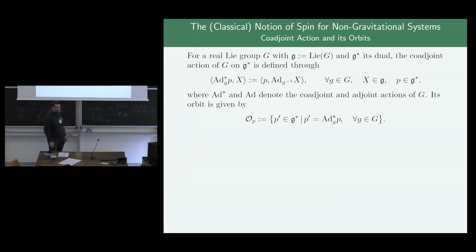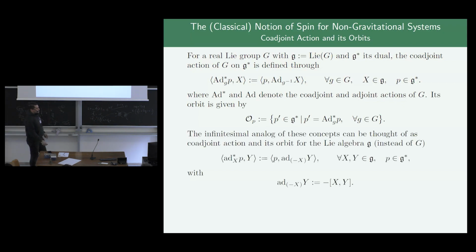And it has orbits, which have an initial point P, and any P prime that can be reached by the coadjoint action of the group G on P is one of the elements of these orbits. Because working with groups is usually difficult, we can also have infinitesimal notions of this coadjoint action and its orbits. In particular, you have the notion of coadjoint action of the Lie algebra, which is defined again similarly, and the adjoint action is just the Lie bracket.